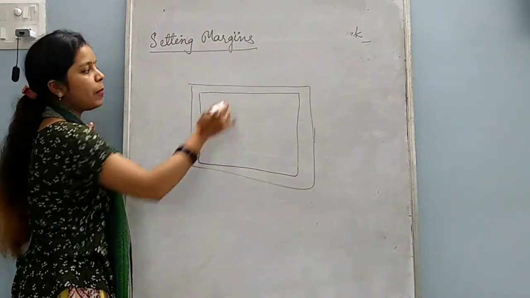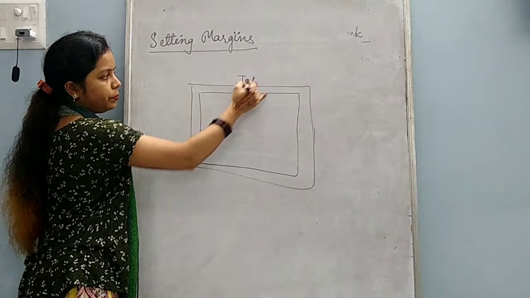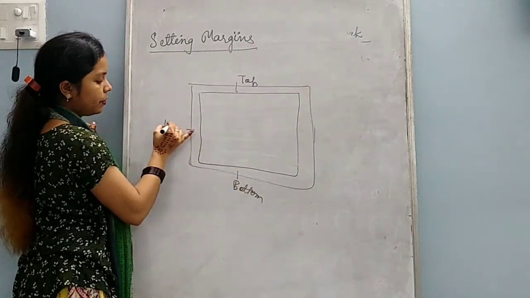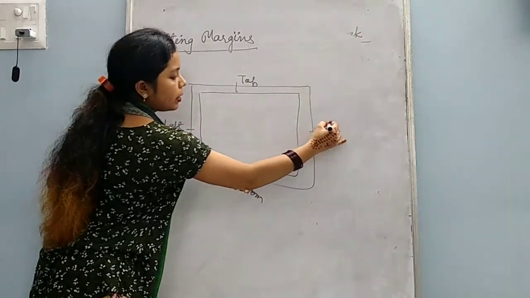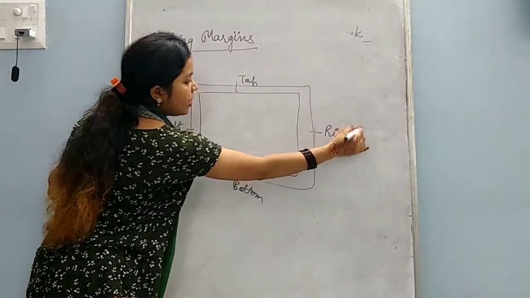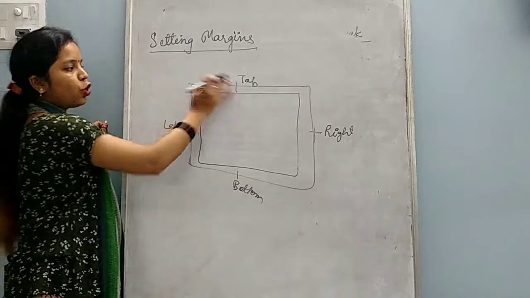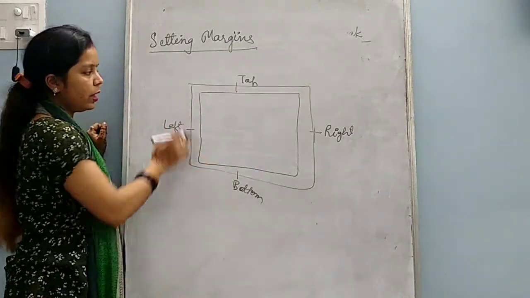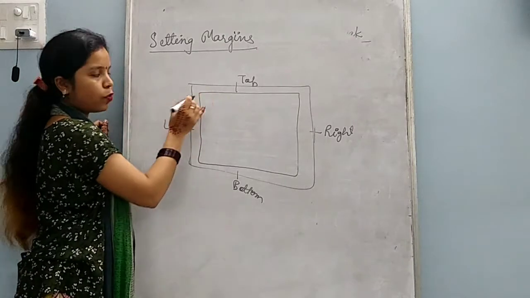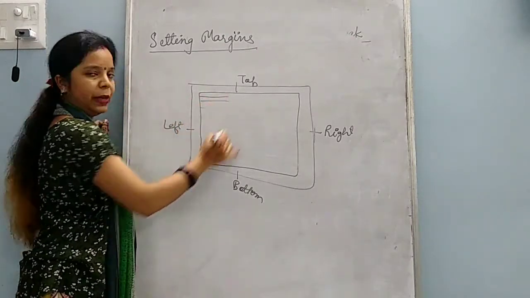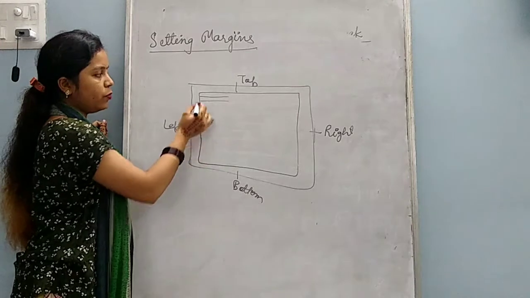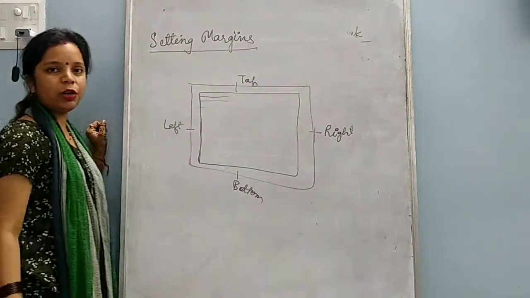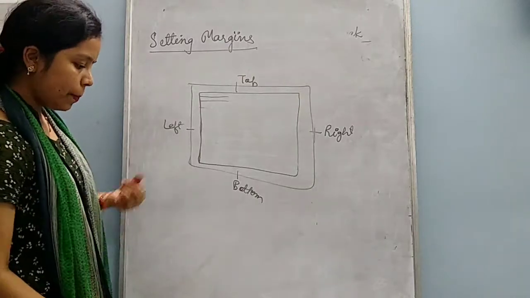Our page has 4 margins: top, bottom, left and right. One page has 4 margins, that is top margin, bottom margin, left margin, right margin. This margin decides from where you will start typing. The margin you set decides that from that position only your text will appear on the page.